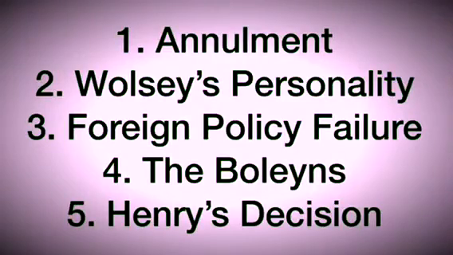Well, number 1 was the annulment, or the divorce. Number 2 was Wolsey's very own personality and his background. Number 3 was the failure of Wolsey's foreign policy. Number 4 was the Boleyn faction at court. And number 5, finally, was Henry's decision itself. These are the 5 fatal factors that we need to worry about that finally brought down Cardinal Wolsey.